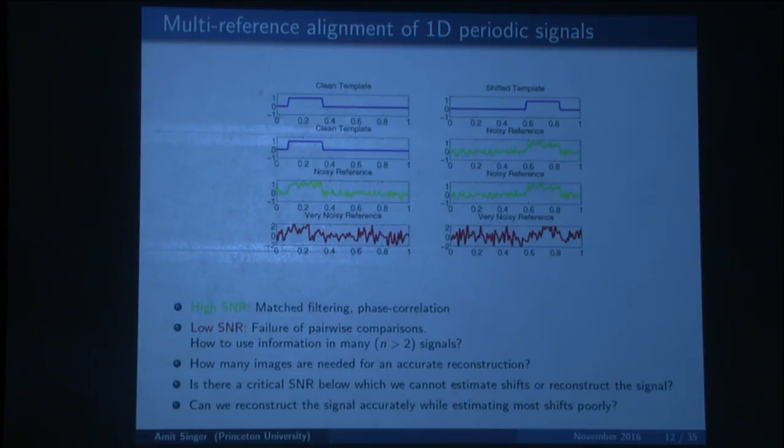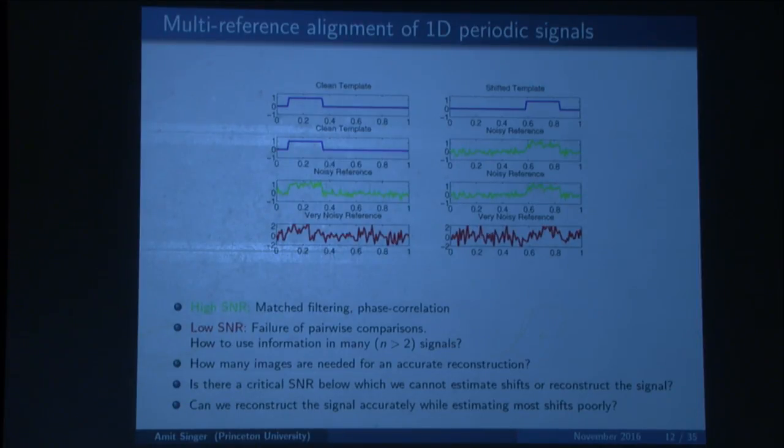Between every two signals, there is just one parameter. But if you think between n of them, there is going to be n choose two parameters. Actually, there are only n parameters, just the shift of each one of them. One thing that we need to keep in mind is that if noise is very high, even if I were an oracle and I know the underlying clean signal, I won't be able to estimate the shifts correctly, because the signals are just too noisy.